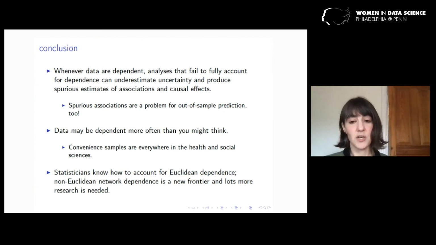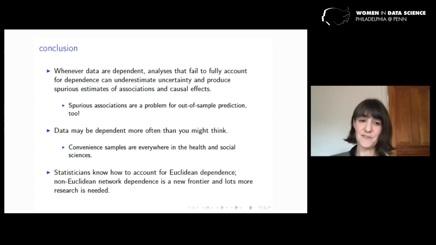Statisticians know how to account for lots of kinds of dependence, specifically Euclidean dependence. So dealing with spatial dependence and temporal dependence, that's dependence in Euclidean space of dimensions 1 and 2, and also spatial-temporal dependence, so that would be Euclidean distances in 3 dimensions. Those are very active areas of research. But network dependence is non-Euclidean, and dealing with this kind of dependence is really a new frontier in statistics, and adequate methods to account for network dependence in full generality just don't exist yet. So a lot more research is needed in this area.